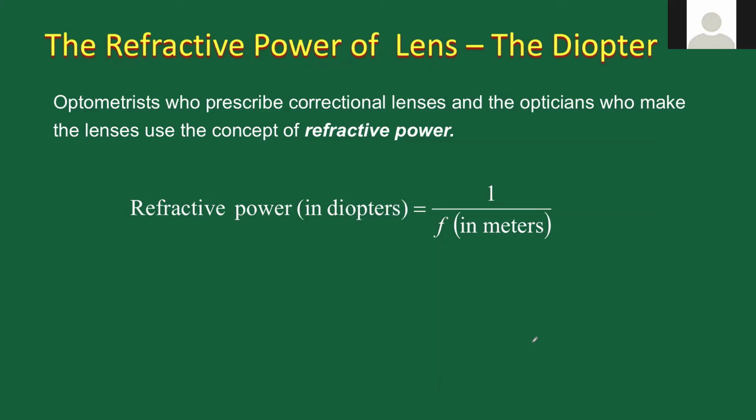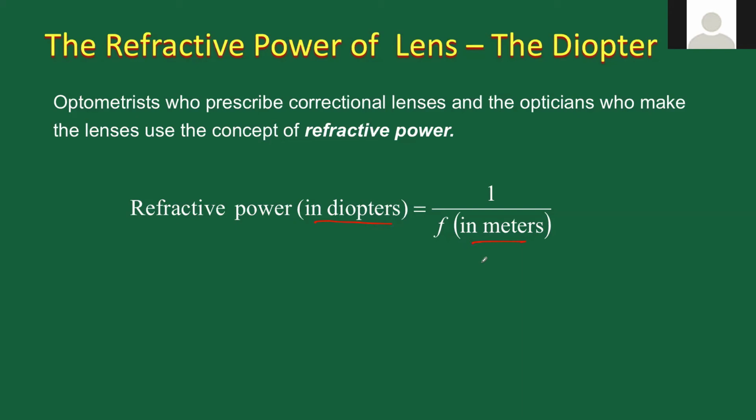So optometrists prescribe eyeglasses or contact lenses with specific focal lengths to correct a patient's degree of nearsightedness or farsightedness. Rather than specifying the actual focal length, they often use refractive power, which is defined as 1 over focal length in meters. Refractive power is measured in diopters, and to measure the refractive power in diopters, you need to use the focal length in meters.